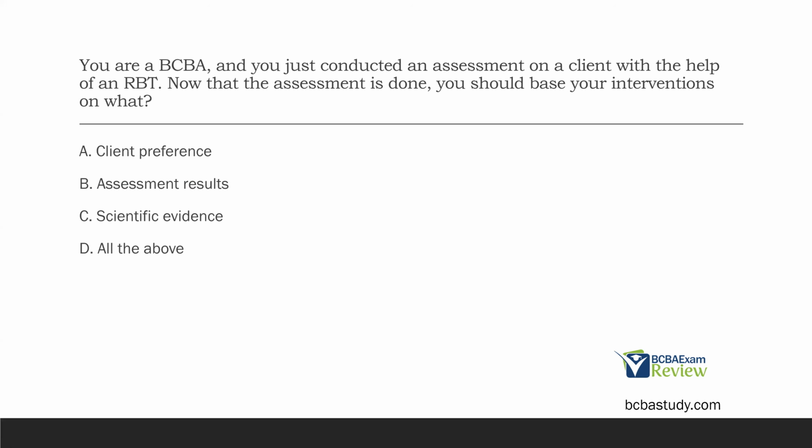Okay. Remember behaviorism. All of this studying of behaviorism and behavior, okay, leads to us being practitioners of ABA, right? We're taking these technologies, we're taking this knowledge and applying it to real life, socially valid situations. Okay. Scientific evidence is important. So your assessment is done. What do you base your interventions on? Client preference, assessment results, and scientific evidence. So that's going to be D, all the above. Look at H2 on the task list for this task.